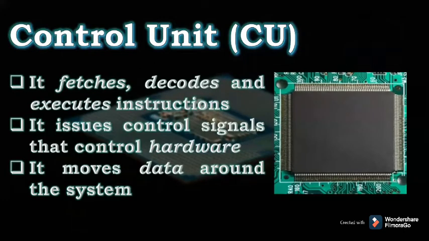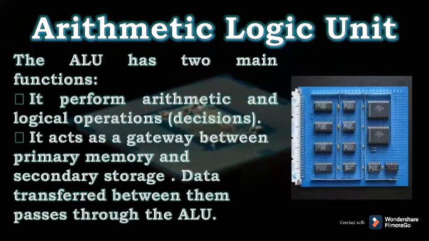Control unit or CU. It fetches, decodes, and executes instructions. It issues control signals that control hardware. It moves data around the system. Arithmetic logic unit. The ALU has two main functions. It performs arithmetic and logical operations or decisions. It acts as a gateway between primary memory and secondary storage. Data transfer between them passes through the ALU.